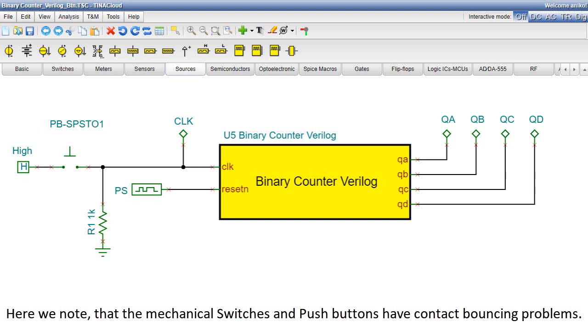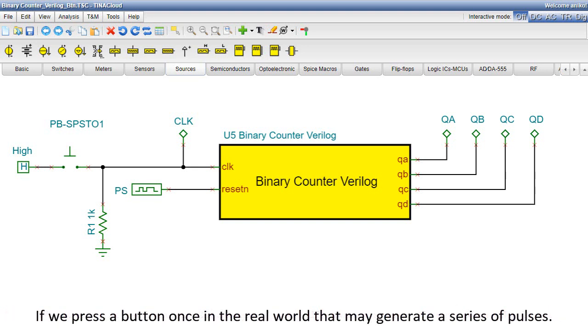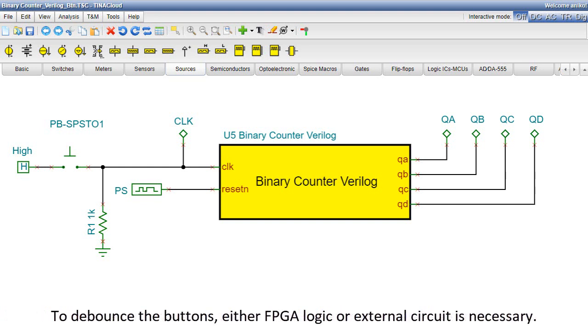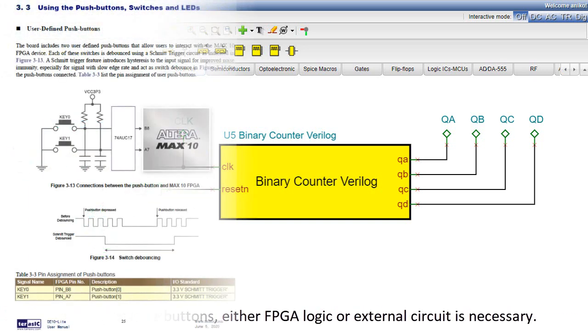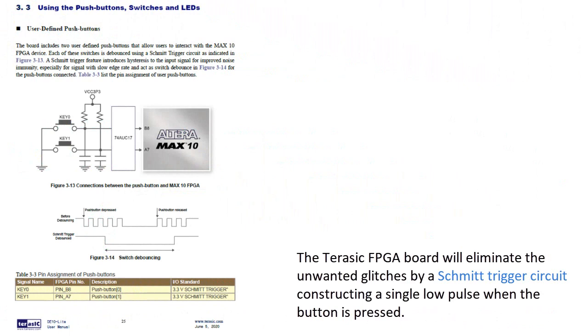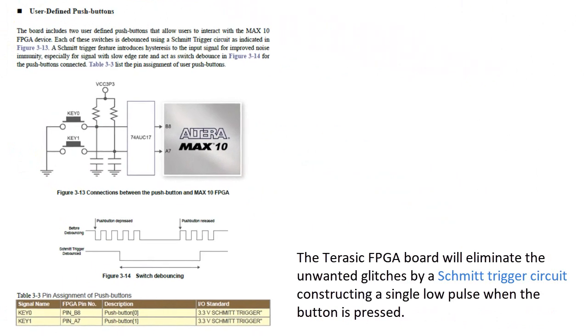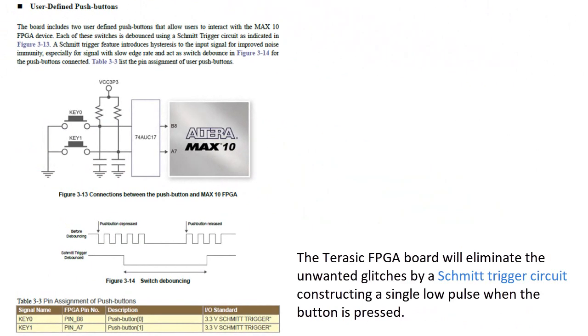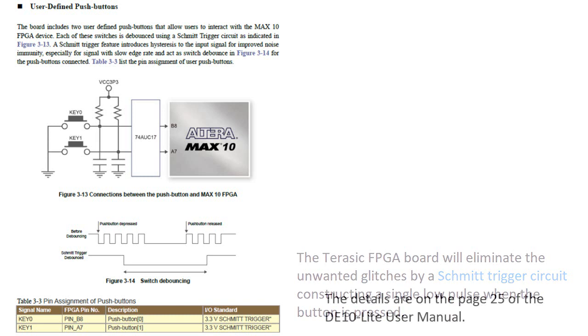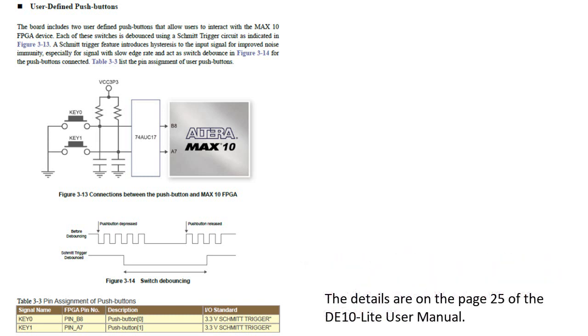Before implementing this circuit on an FPGA, here we note that the mechanical switches and push buttons have contact bouncing problems. If we press a button once, in the real world, that may generate a series of pulses. To debounce the buttons, either FPGA logic or external circuit is necessary. The TINACloud FPGA board will eliminate the unwanted glitches by a Schmitt trigger circuit, constructing a single low pulse when the button is pressed. The details are on page 25 of the DE10 Lite user manual.